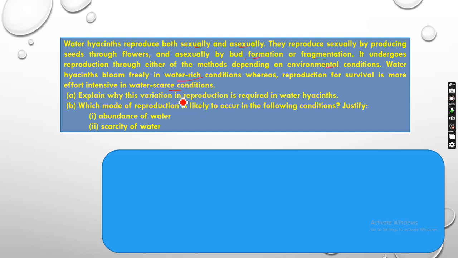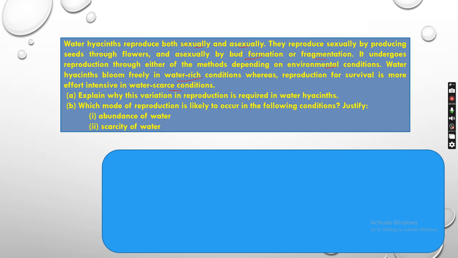I hope everyone knows water hyacinths, right? So they grow in water. If the water content is more, that means the water hyacinth will bloom. That means flowers will be there, right? So it will grow rapidly. But it depends on the amount of water present there.